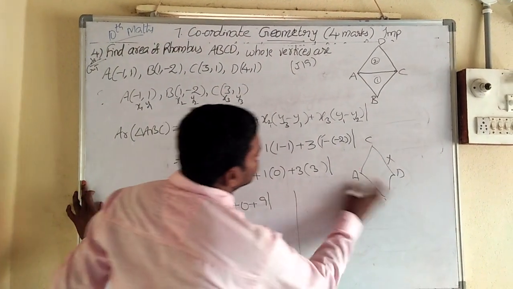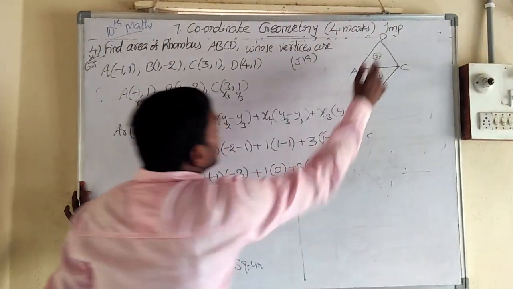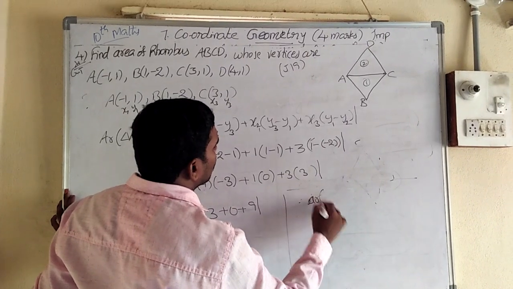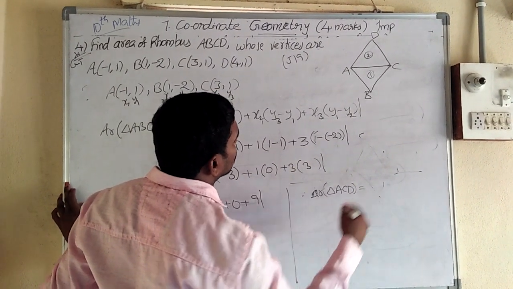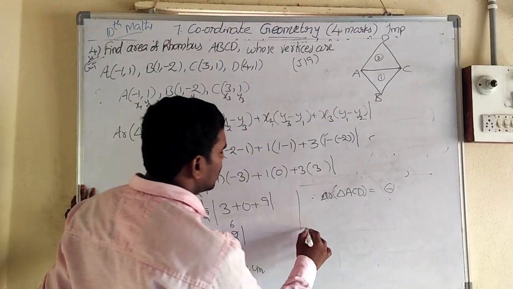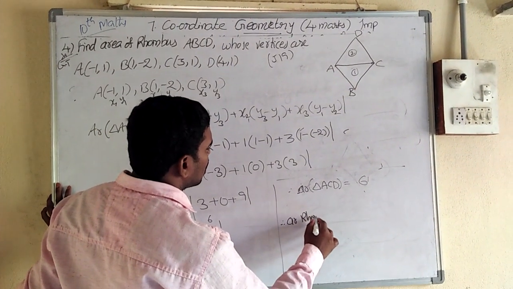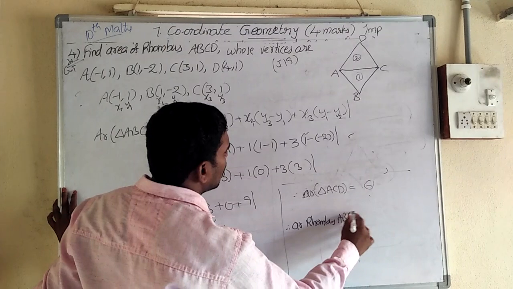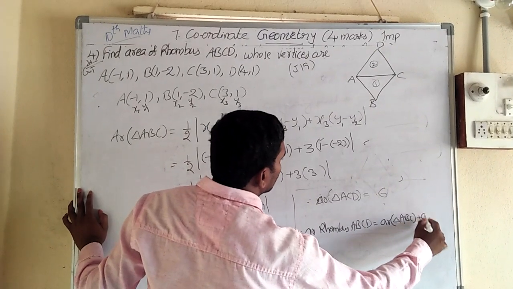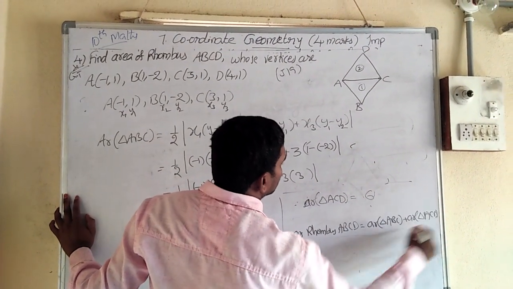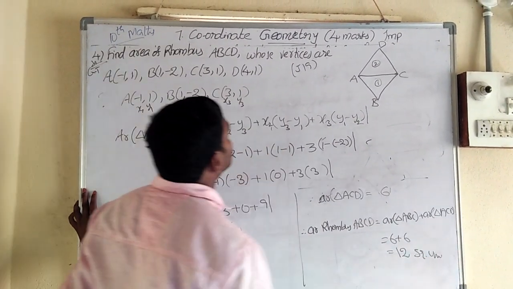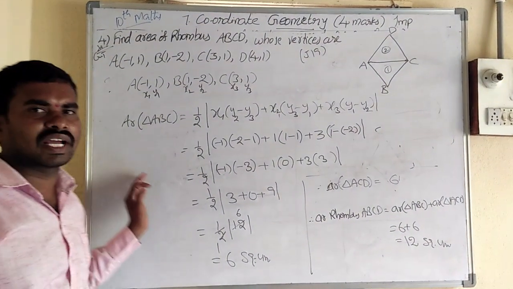So therefore, what will be the area of triangle ACD? Therefore the area of triangle ACD also becomes 6, because of two equal areas. Therefore the area of rhombus ABCD equals the area of triangle ABC plus the area of triangle ACD. So which is equal to 6 plus 6, which is 12 square units. This is the solution. Okay, so area of triangle is also very important.